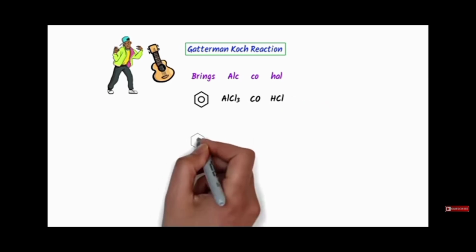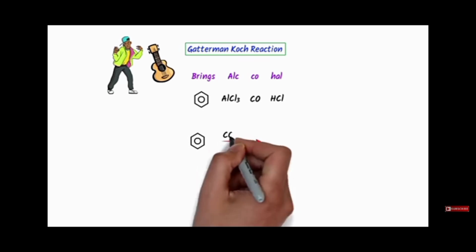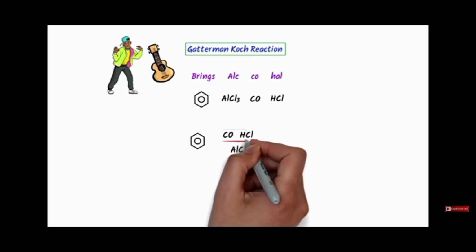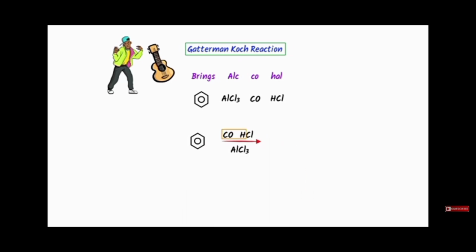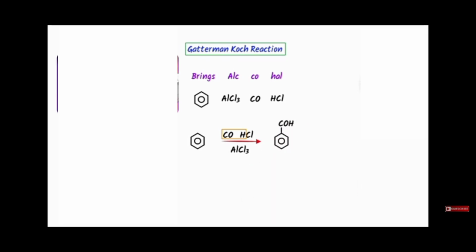So I write here benzene ring. I write here aluminium chloride, CO and then HCl. These are the reactants of this reaction. Now I select CO and H and I add it to the benzene ring. I write here benzene ring and I attach CHO to it. I get benzaldehyde. So this is the complete Gattermann-Koch reaction.